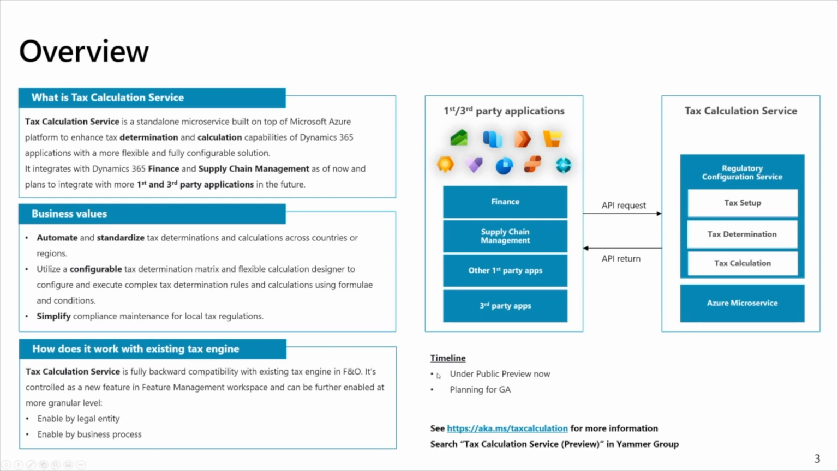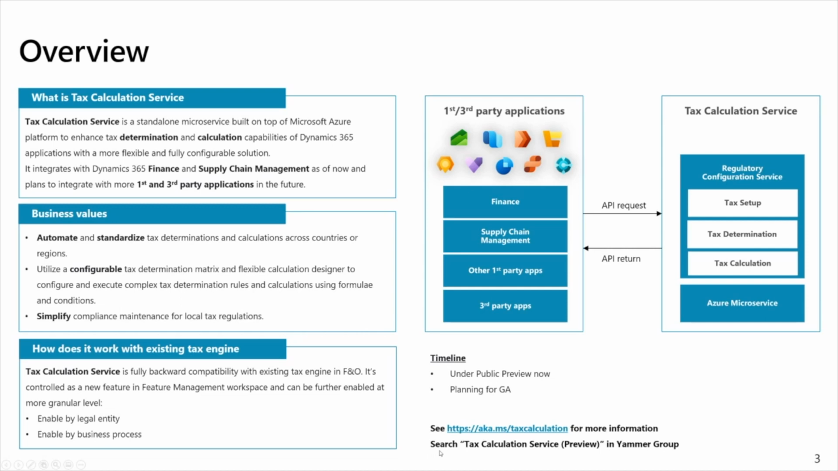About timeline, tax calculation service is under public preview now. You can visit this vanity URL, aka.ms/taxcalculation, to find more information here. We have the process of how to join the public preview in the document here, and you can contact us if you have interest. And we're planning for GA of tax calculation service in 2021 Wave 2. You can check our release plan for the detailed date when the GA of tax calculation service will be announced.